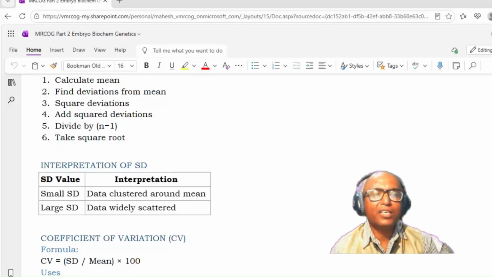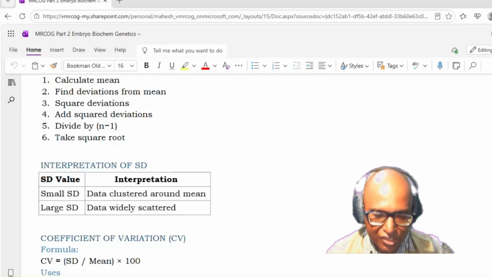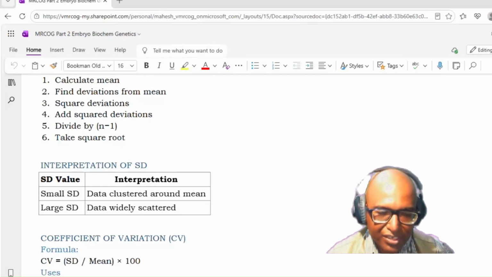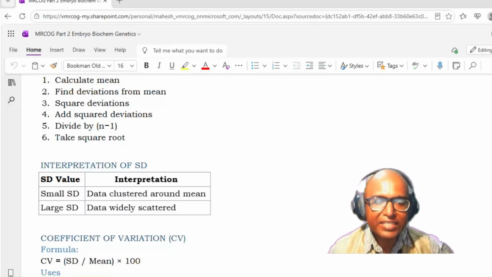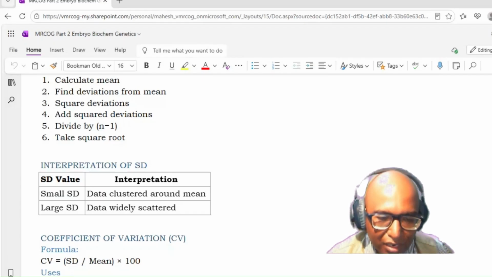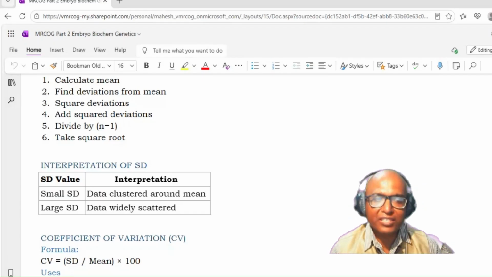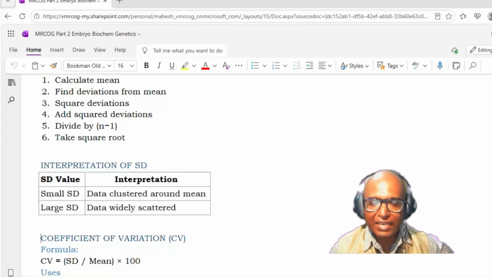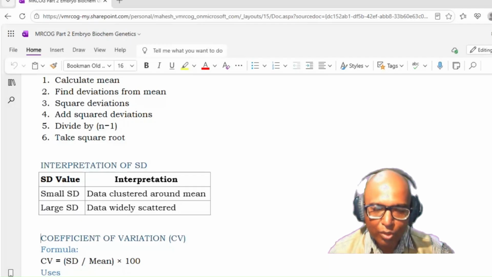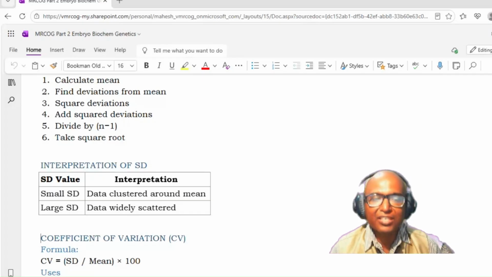The next concept is the coefficient of variation. Now, how is this coefficient of variation calculated? Coefficient of variation is equal to SD upon mean multiplied by 100. We have just seen how to calculate the standard deviation. Standard deviation is the deviation of each observation from the mean. So you know the standard deviation, you know the mean. So coefficient of variation is the standard deviation divided by mean multiplied by 100.